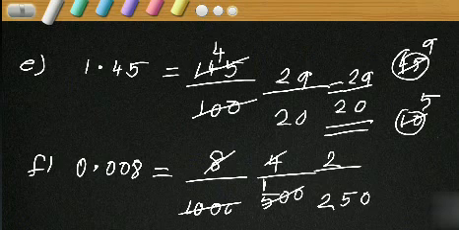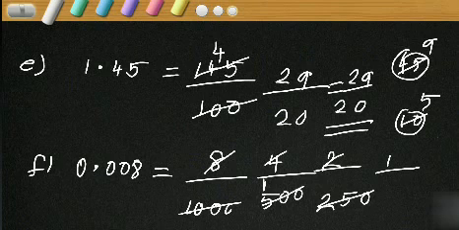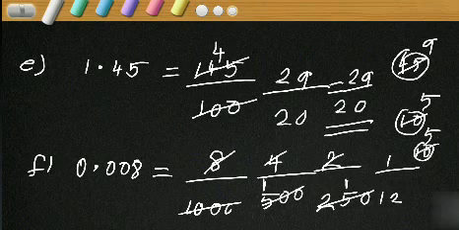Again, is there a common factor? Yes. So cancel by 2. 2 ones are 2, and in the denominator 2 twos are 4 only. 4 after 5, balance 1. Keep that 1 and 0 together in mind. It becomes 10. 2 fives are 10. So our final answer becomes 1 by 125.